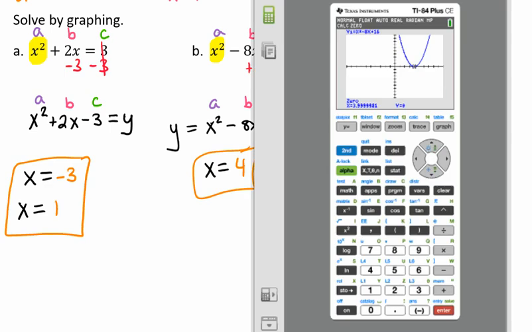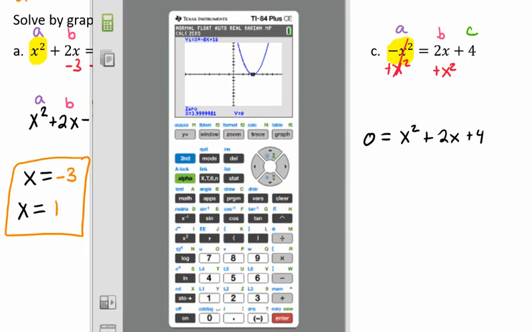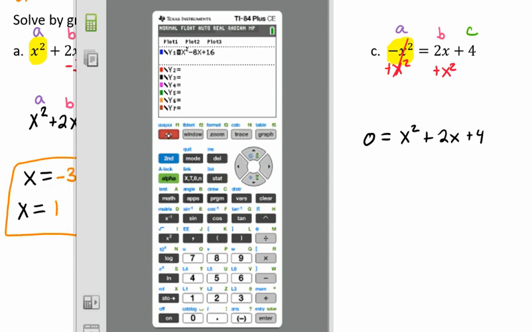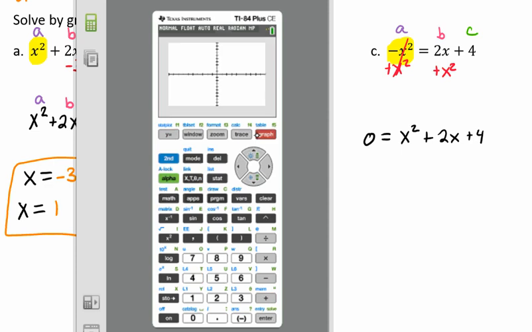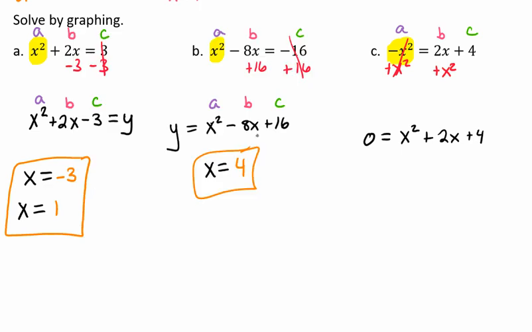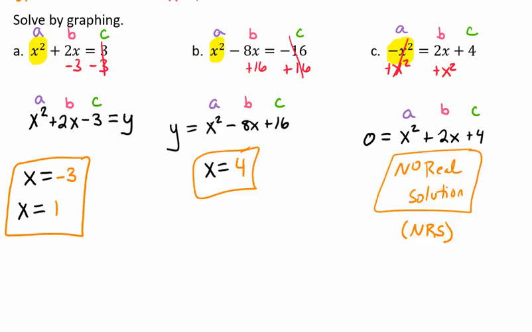So we're going to go ahead and graph this. So let's move our graph over. So we'll go to our y equals, and we'll plug in x squared plus 2x plus 4 and hit graph. And this one is hovering, and so we know that that's going to be no real solution. And so we can write down no real solution, which is sometimes abbreviated as NRS.